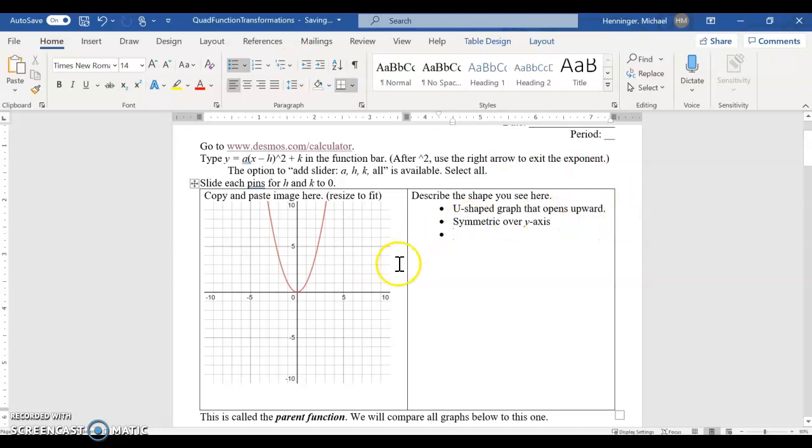Now, the other thing that's really, really important about this graph is this point right here. This is what's called the vertex. The lowest point on the graph, or maybe the highest point on the graph. But what we see is it's where the graph turns around. That's called the vertex. Where this graph turns around, and on this one, that's at the point 0, 0. So we have a U-shaped graph that opens upward. It's symmetric over the y-axis. Its vertex is 0, 0.